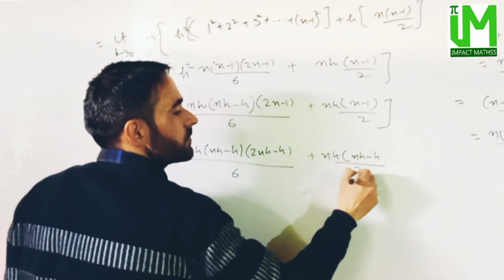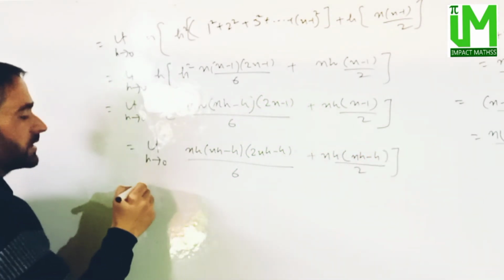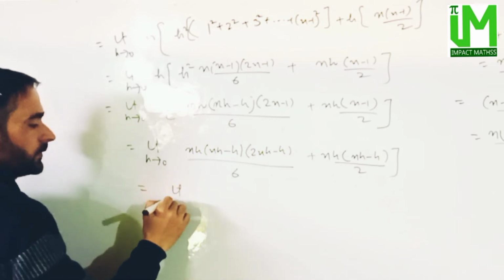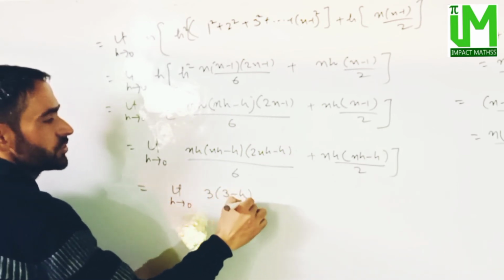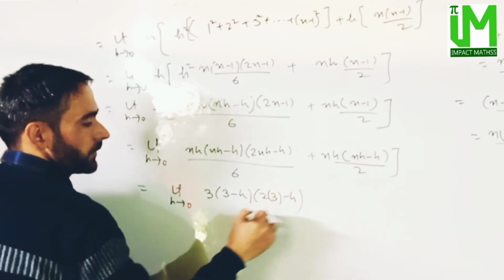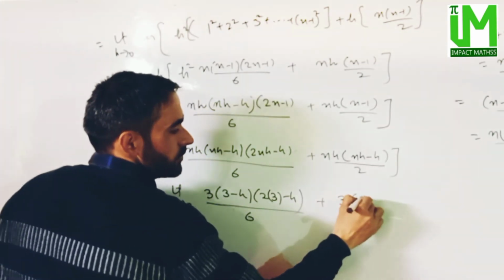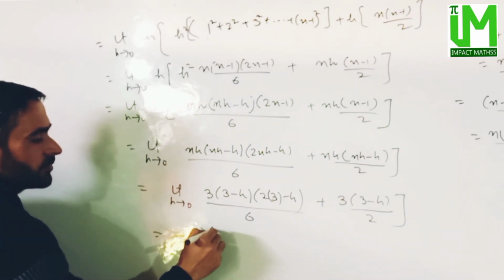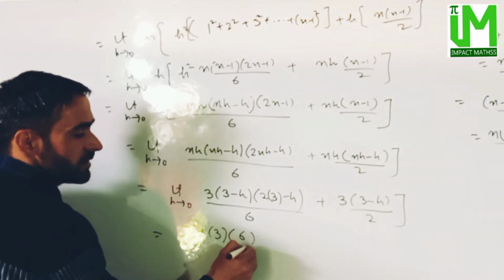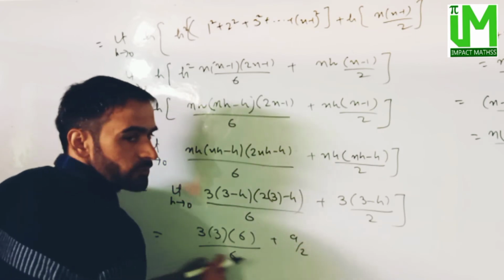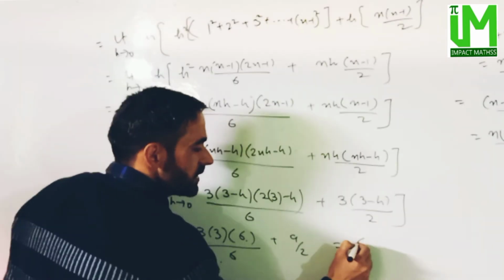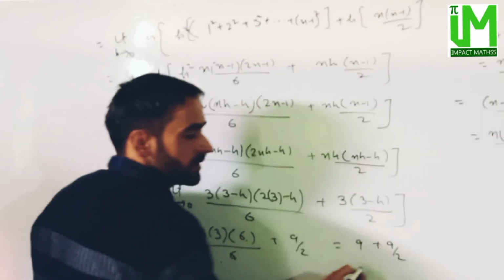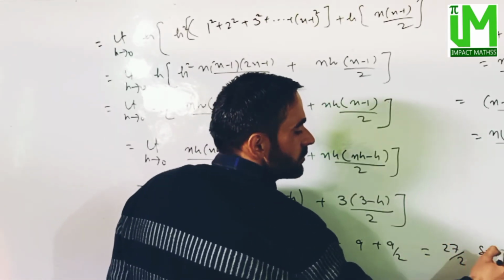nh minus h divided by 2, ठीक है, अब nh का वैल्यू रिप्लेस कीजिए, अगर इसको h tends to 0 लिमिट दिए, ठीक है, तो nh की वैल्यू रिप्लेस करने पर: limit h tends to 0, 3 into 3 minus h, 2 into 3 minus h divided by 6 plus 3 into 3 minus h divided by 2, ठीक है, अब h की वैल्यू लिमिट 0, so this will be 3 into 3, 2 into 3 that will be 6, divided by 6 plus 9 divided by 2. 6 and 6 will cancel, so this will be 6 plus 9 divided by 2, ठीक है, 9 plus 9 divided by 2 which will be 27 divided by 2 square units.